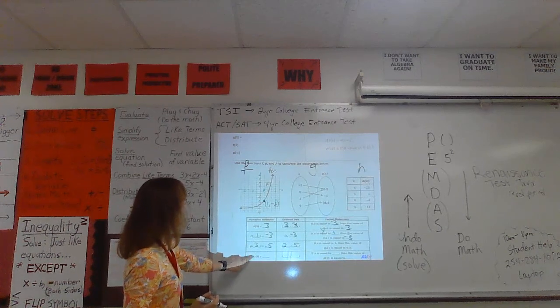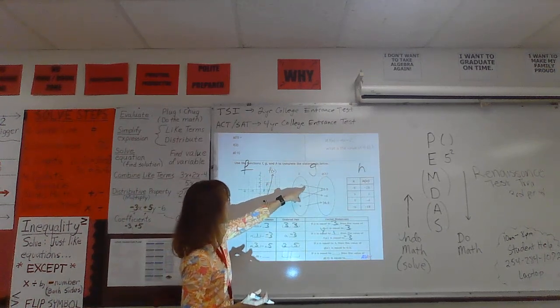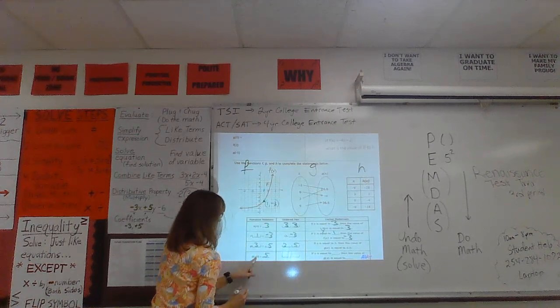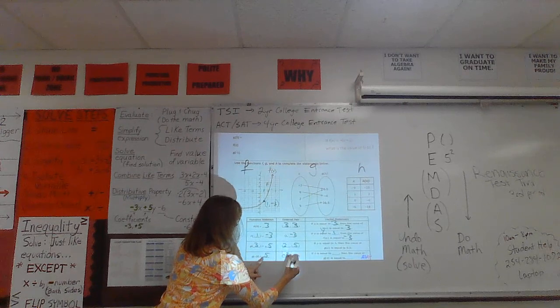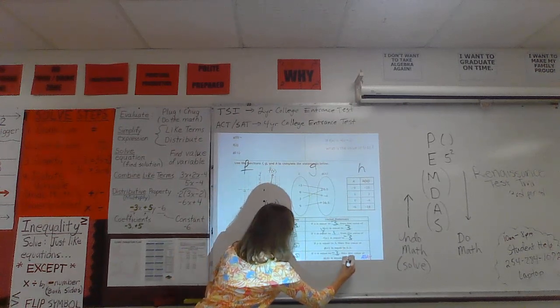G of -3, this is the g one. So here's the g. I want -3. When x is -3, what's the y number? 0.5. So when x is -3, my y is 0.5.